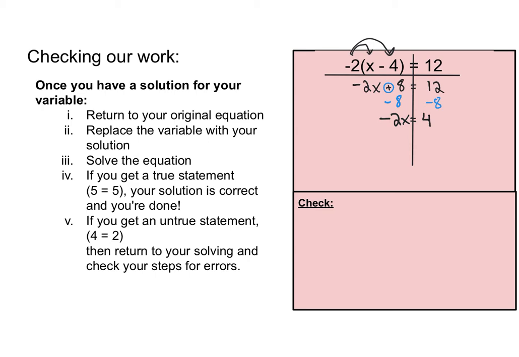And so lastly, I can simplify my coefficient. Since my coefficient is -2, I'm going to divide both sides by -2. And positive 4 divided by a -2 means my x equals -2.